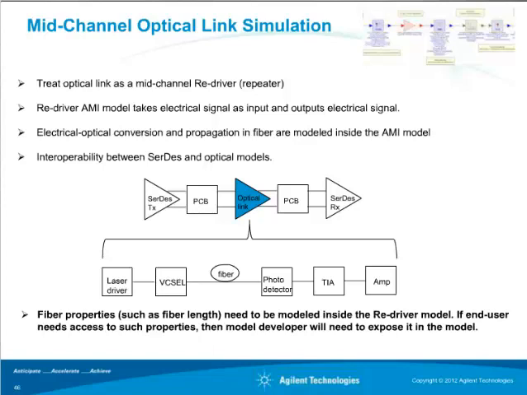Now, how do you get at things like fiber length or jitter parameters? Those become parameters that you can adjust on the optical link model itself. So that's an important part of the picture here, that even though the link is fully self-contained, you still have access to parameters related to that optical link from inside of the model, and therefore within the channel simulation environment.